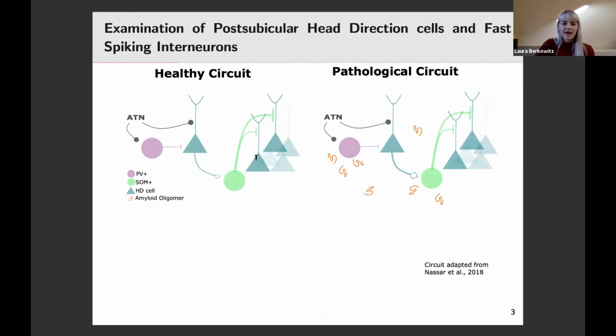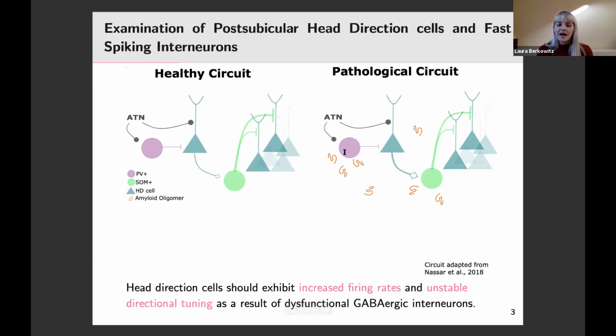Here I have a healthy circuit where we have our pyramidal cells, which are putative head direction cells, our triangles, and supportive GABAergic interneurons, or circles. From in vitro work as well as in vivo, we know that these amyloid beta oligomeric species tend to correlate with dysfunction of GABAergic processes. With that, we predict that head direction cells in the postsubicular cortex should exhibit increased firing rates and also unstable directional tuning as a result of this GABAergic interneuron dysfunction.